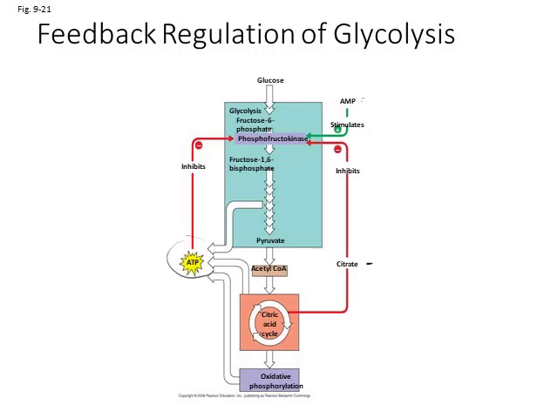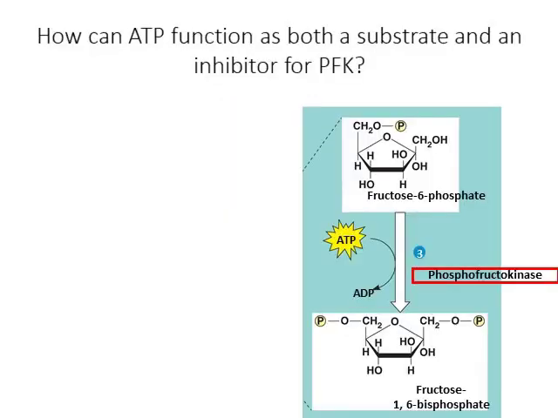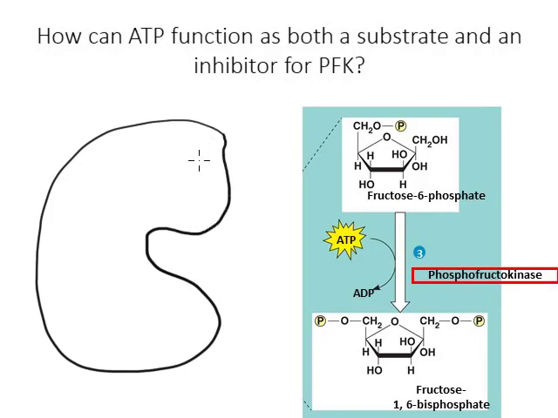But the inhibition of PFK by ATP actually presents us with a bit of a puzzle. Remember that PFK catalyzes the phosphorylation of fructose 6-phosphate using ATP. Essentially, if we imagine this is the PFK enzyme, and here's the active site, within the active site there's a binding site for fructose 6-phosphate and another binding site for ATP. And the enzyme catalyzes the transfer of phosphate from ATP to the sugar, resulting in the products fructose 1,6-bisphosphate and ADP, which are then released by the enzyme.